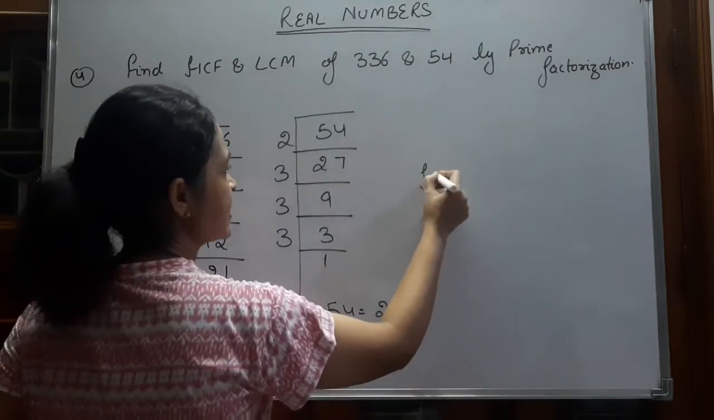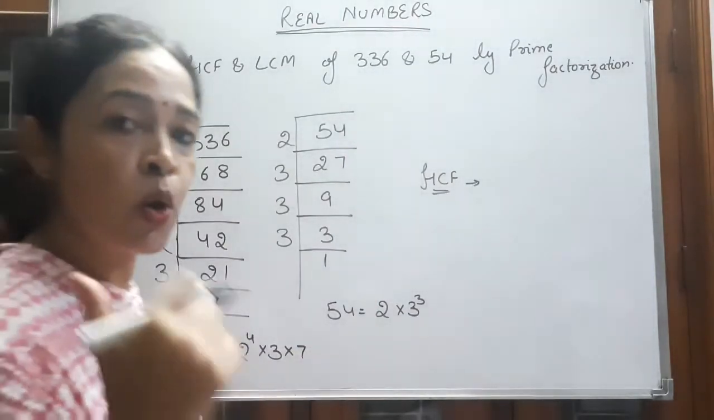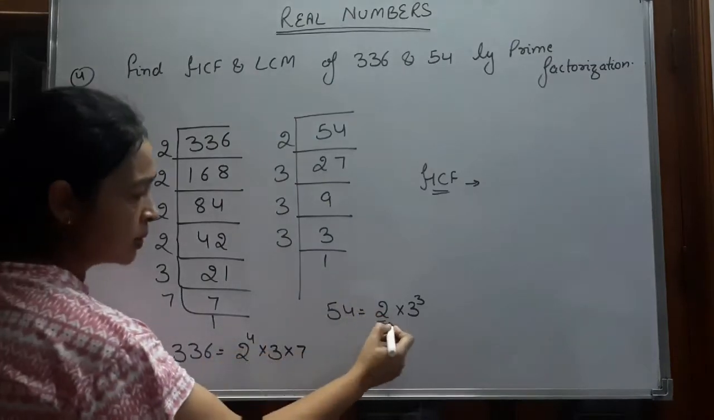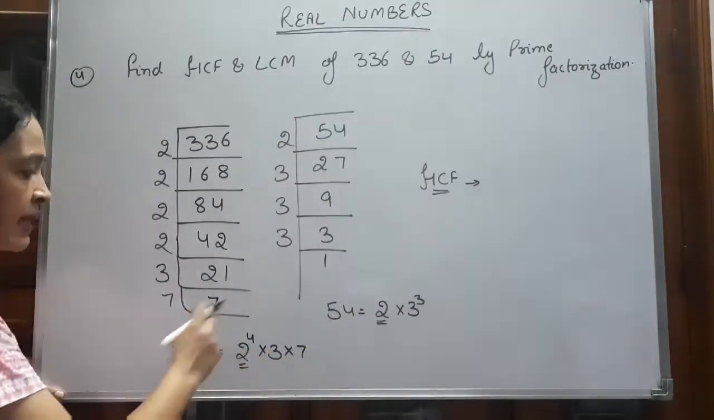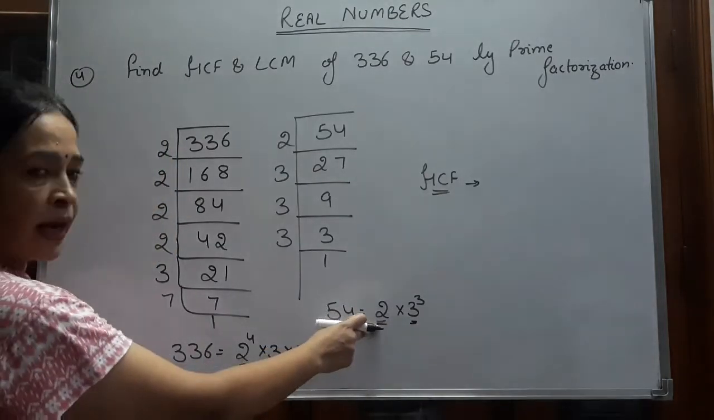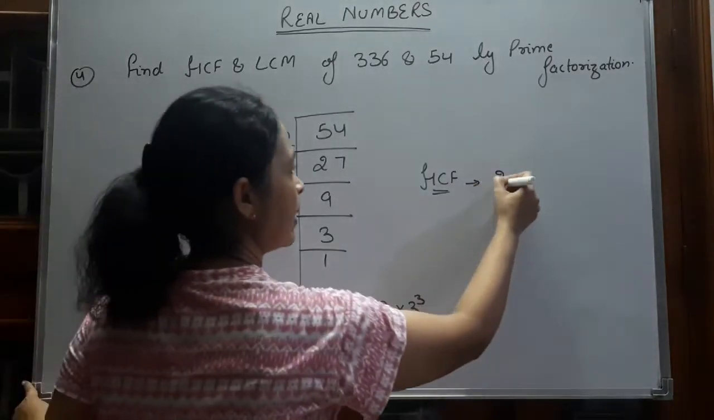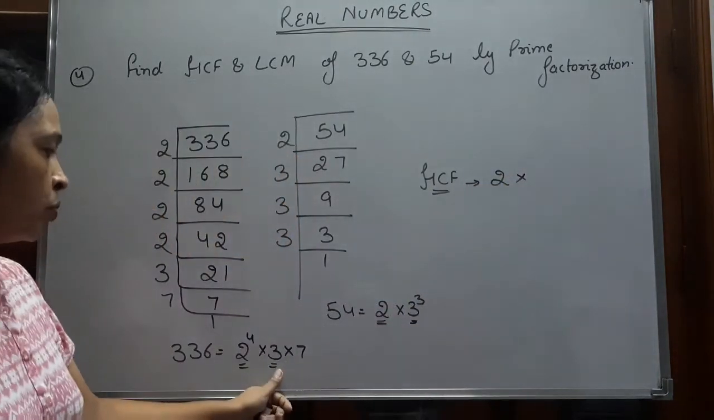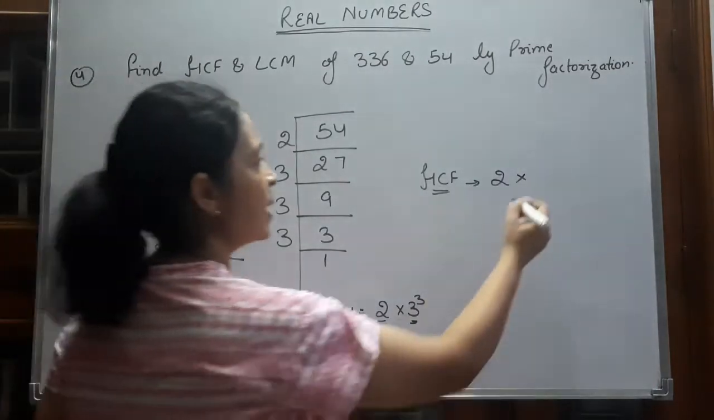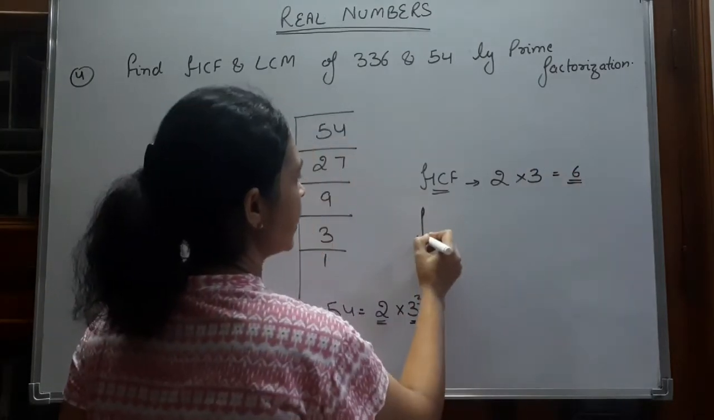Now what is HCF? You know HCF is the product of the smallest power of common factors. So what is the common factor? We have 2 in both the cases and 3 also we have in both the cases. The power of 2 in this is 1. Here it is 4. Smallest power is 1, so 2 की power 1 into 3 की power 1. Here we have 3 की power 3, smallest power is 3 की power 1. So HCF will be 6. Now take LCM.